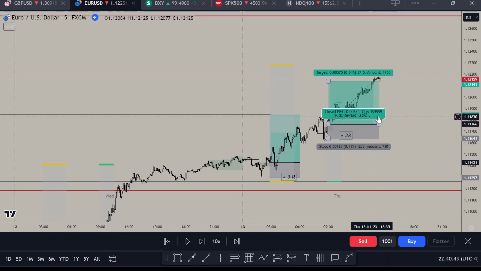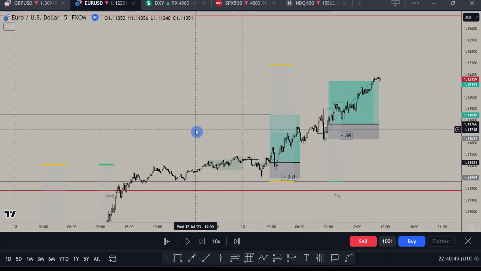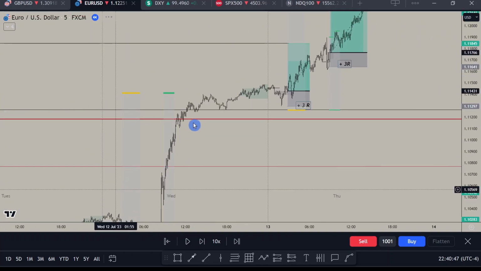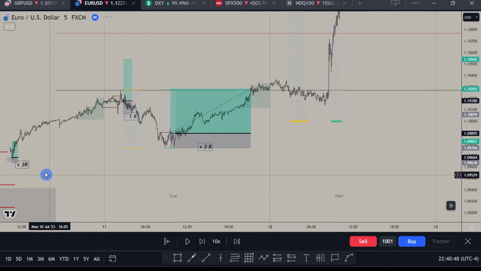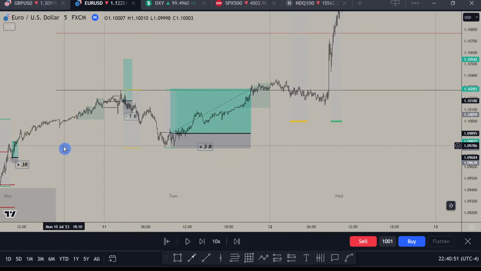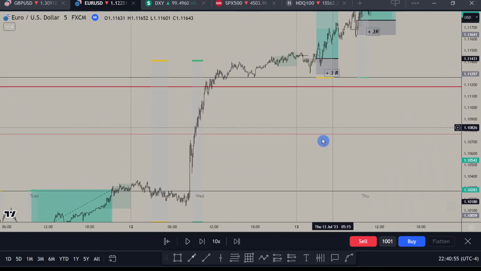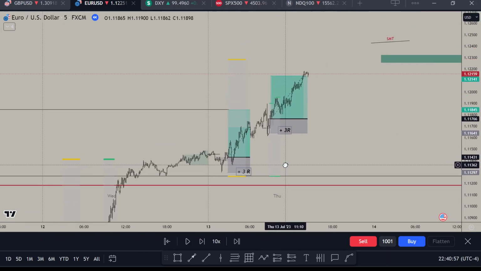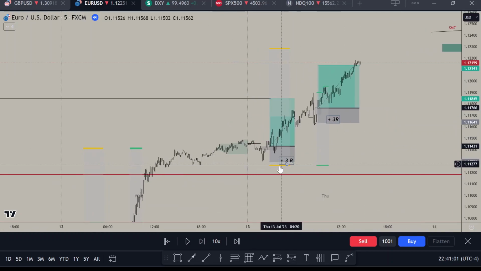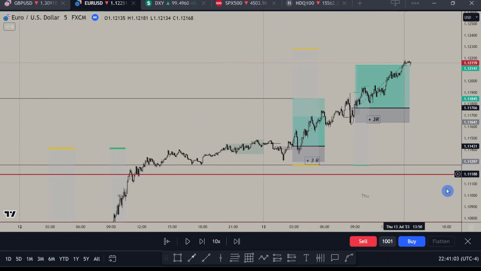So power of 3, plus 3R. So let's count our profits. Plus 3 minus 1, that will be 6 minus 1. That's plus 5. Plus 3 here, 8. Plus 3 here, 12. So this particular day, we have plus 3 in London, plus 3 in New York Q zone. Very beautiful. That's Thursday.